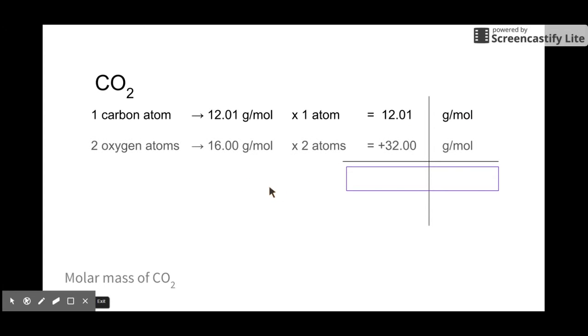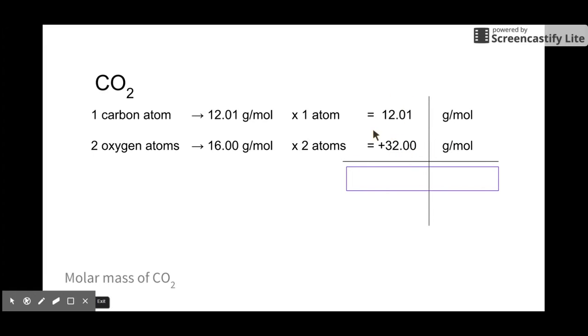Now, how about oxygen? There are 2 oxygen atoms in carbon dioxide. Now, if I go look on the periodic table, the molar mass of one oxygen is 16.00 grams per mole, but I have 2 atoms of oxygen, so I'm going to go ahead and multiply that number by 2. That's going to give me 32.00 grams per mole for oxygen.